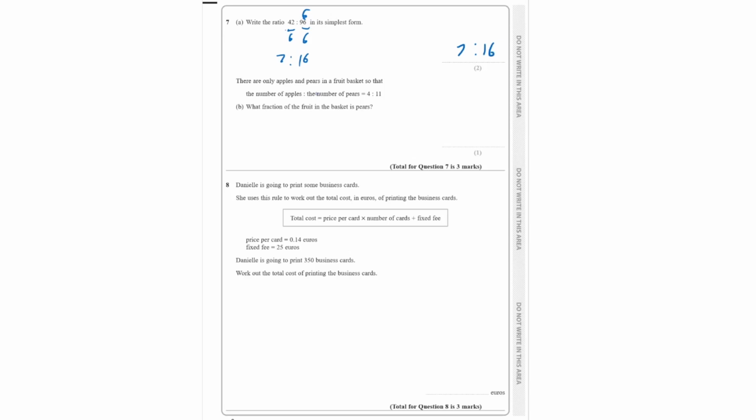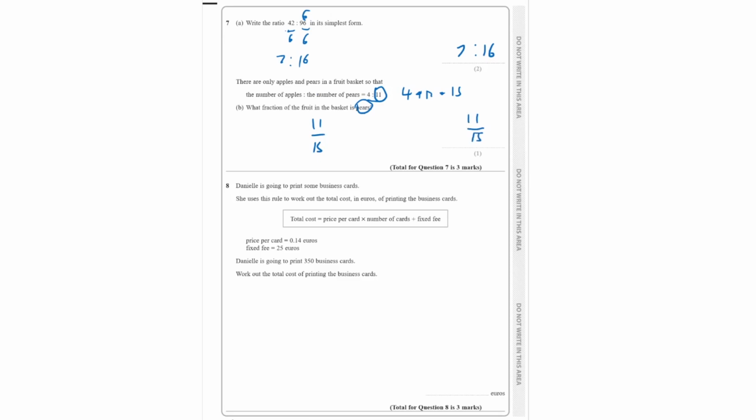There are only apples and pears in the fruit basket, so that the number of apples to the number of pears is 4 to 11. What fraction of fruit in the basket is pears? So pears is 11, but it's asking us the fraction of fruit in the basket. So the total number of values in the basket is 4 plus 11, which is 15. So that means here that the fraction of fruit in the basket that's pears is 11 over 15. That's our final answer.